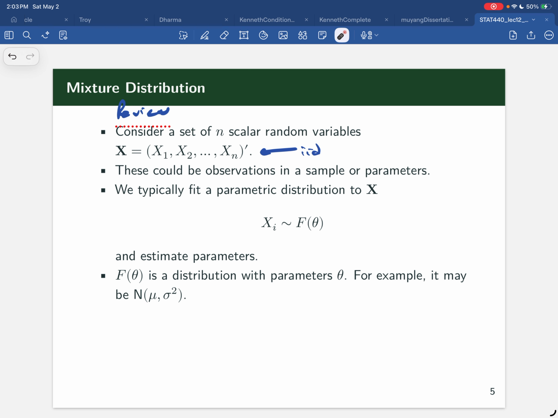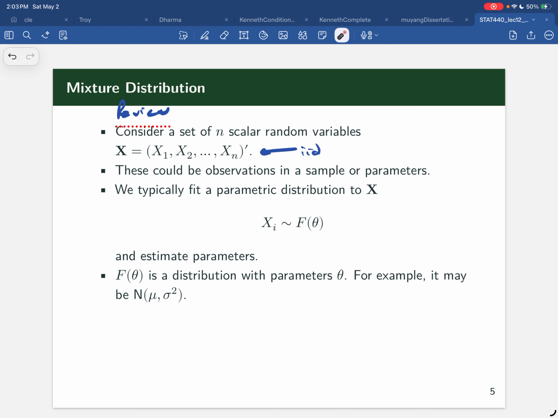Of course, there's nothing magical about normal. We can do it with the Poisson. If these x's up here are counts, we find the lambda which describes that count data best. And what we're doing is assuming that count data arises from a Poisson distribution.